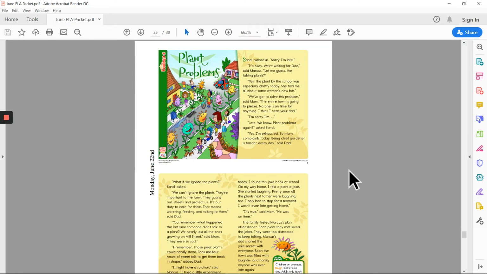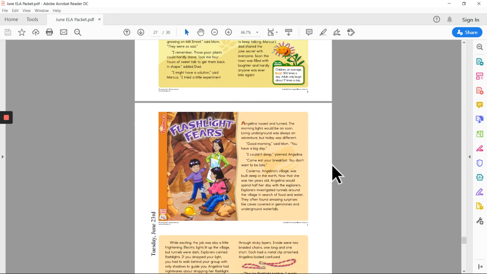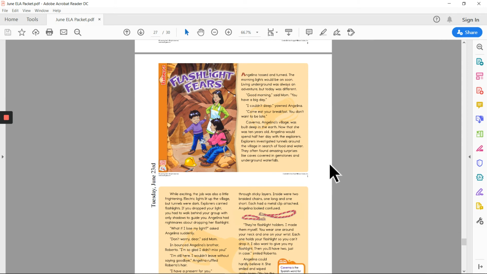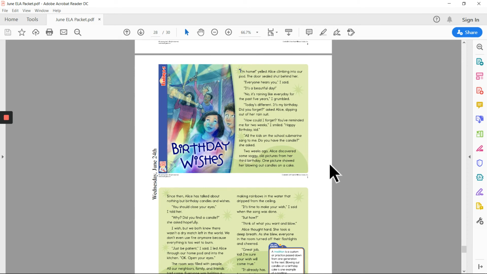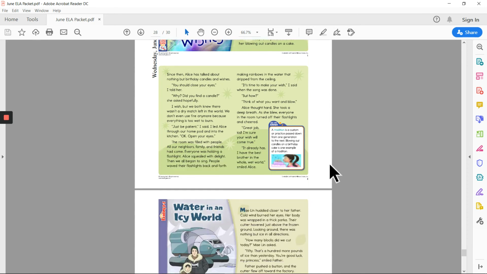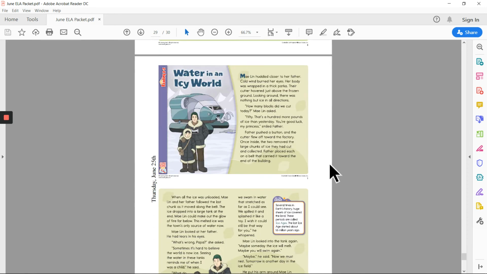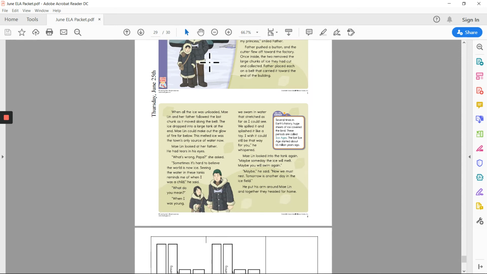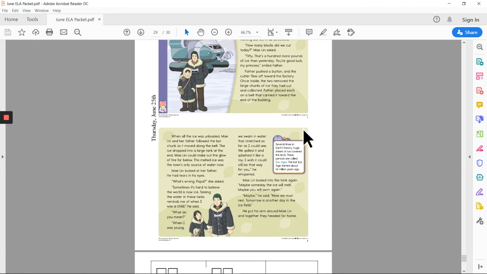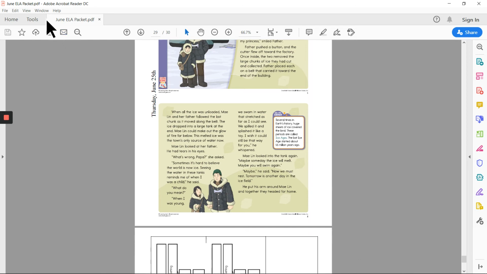Our first passage for the week for Monday is Plant Problems. The second passage for Tuesday is called Flashlight Fears. The passage for Wednesday is Birthday Wishes. The passage for Thursday is Water in an Icy World. Don't forget, while you're reading and finding those details that answer the key question, you can mark up these texts. You should mark up the texts.